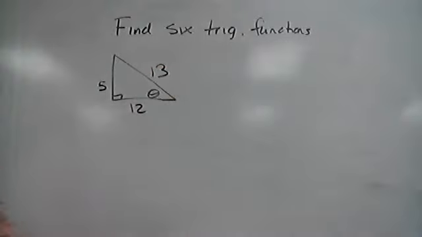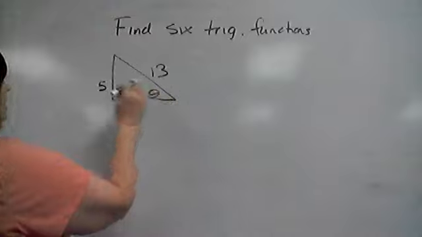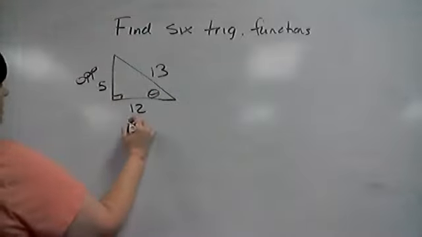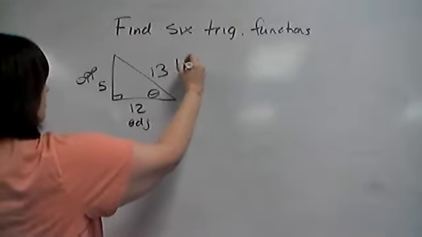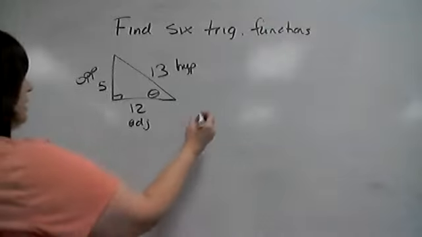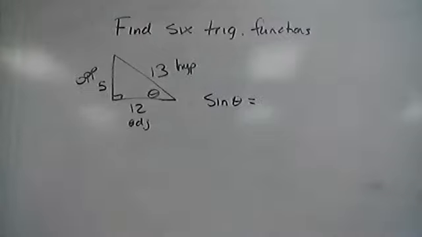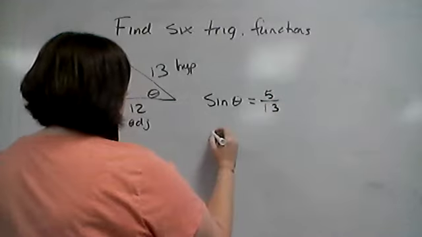All right, make sure you pay attention to where your angle is. So if this angle is theta, this side is the opposite. This is adjacent, and always, of course, the longest side is your hypotenuse. So we're going to find the sine of theta. So sine is opposite over hypotenuse, so that's going to be 5 over 13.